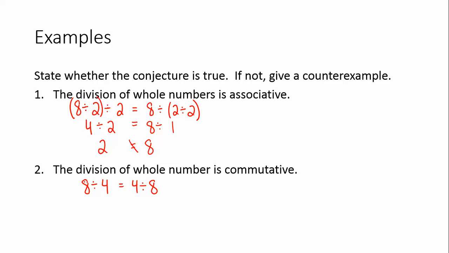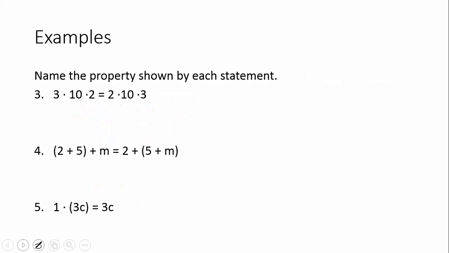Well, on the left-hand side, 8 divided by 4 is 2. But on the right-hand side, 4 divided by 8 is 1/2. That means this is not true, and we have come up with a counterexample of 8 divided by 4. So let's name the properties shown by each statement.